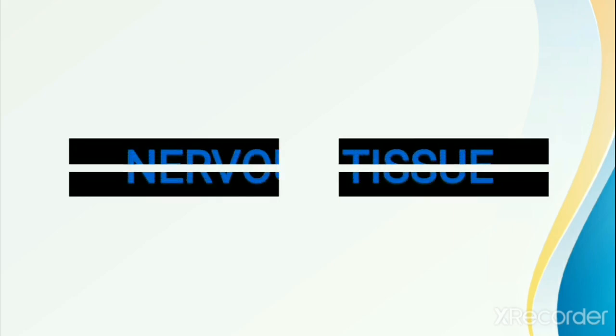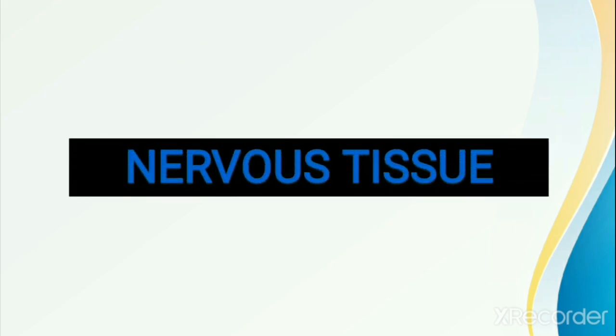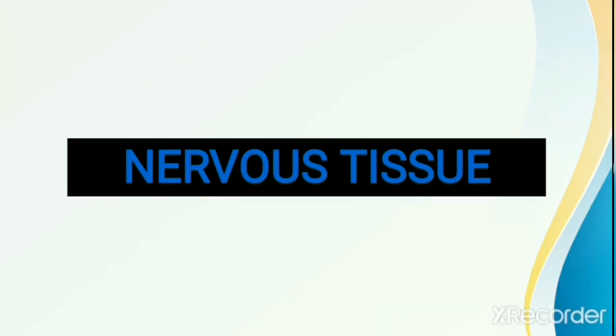Now let us start with the third type of tissue, nervous tissue. The nervous tissue is the tissue which will make the nervous system of our body. And what is the nervous system? It is the system present in our body which helps in the control and coordination of our body. Before starting the structure and function of the nervous tissue, let us quickly see what the nervous system is and how it works.